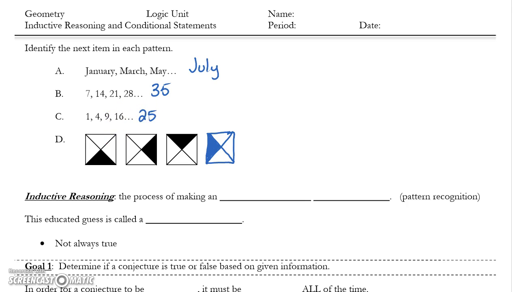25. And then we see that the pattern in the last one, we shaded in the bottom, the right, the top, the left, we assume would be next. All 4 of those are examples of inductive reasoning. It's the process of making an educated guess. It's pattern recognition. You see a pattern and you apply it moving forward. This educated guess we also call a conjecture.